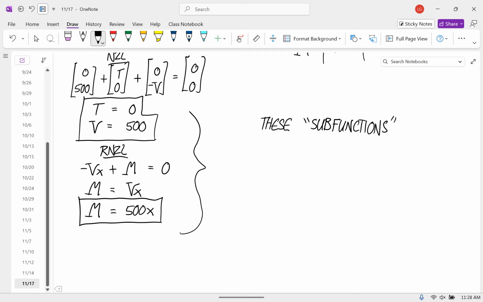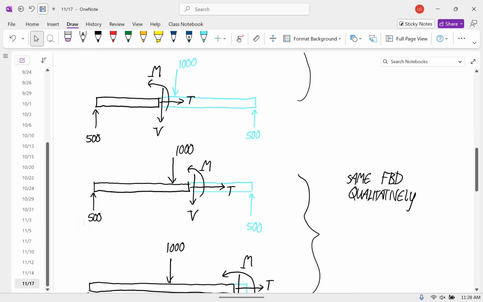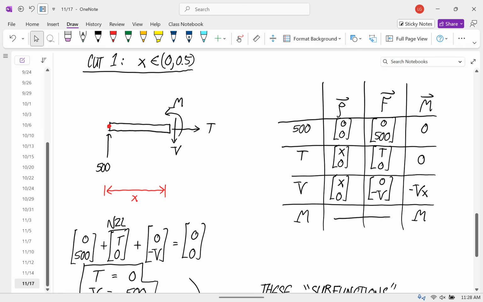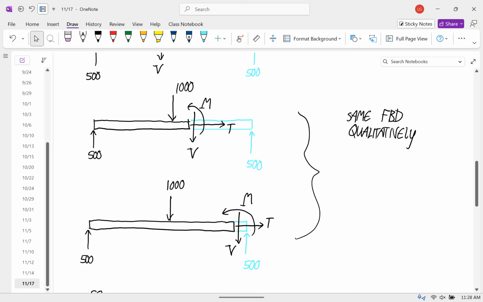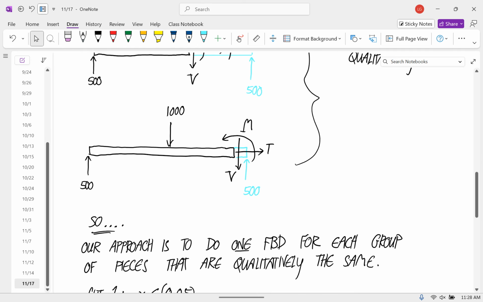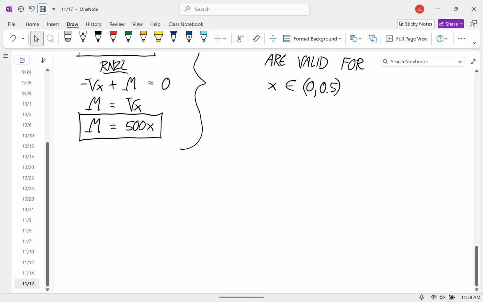And that's what these are. So these subfunctions are valid for x in the interval from 0 to 0.5. But they don't tell us anything about the internal loads for x's between 0.5 and 1, so now we have to do those. Are you with me? The reason they don't is because the free body diagram that all of this is based on doesn't represent these cases. So now we need a representative free body diagram for the second half.